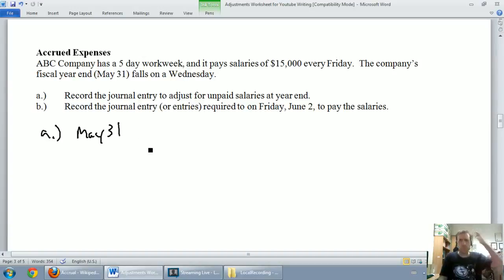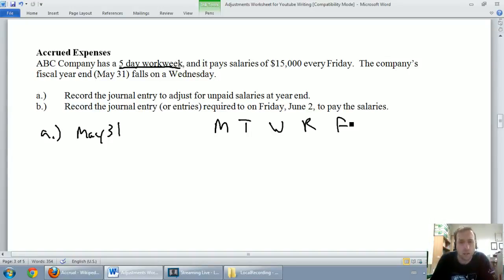So the first thing we've got to figure out is how much do we owe them on Wednesday? And I guess before that, we've got to figure out what's a 5-day work week. It says ABC company has a 5-day work week and pays its salaries every Friday. Well, I would assume if it has a 5-day work week, those 5 days are Monday, Tuesday, Wednesday, Thursday, and Friday. That would be my assumption, and it doesn't seem to indicate anything else. That's the most common sort of banker's days of work. And it's going to pay these guys $15,000 on Friday. We're going to pay our employees.